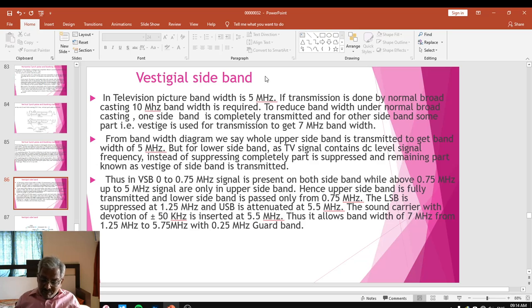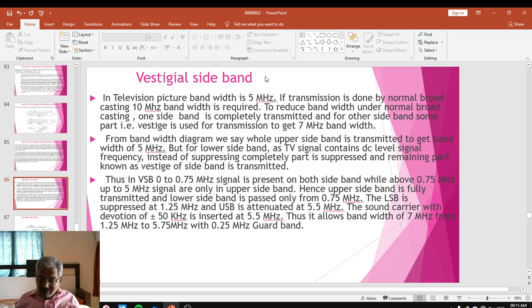Hence, the bandwidth becomes 7 MHz instead of 10 MHz. 3 MHz bandwidth is saved. And within the 7 MHz bandwidth, almost all audio, video signal, sync pulses, and blanking pulses get transmitted.